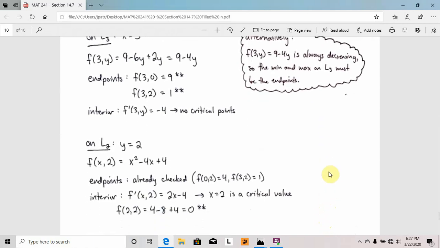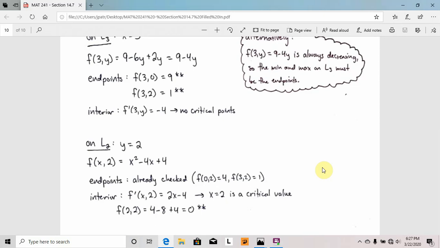Okay, here's L2. So L2 is the top, where y equals 2. All right, well then, if y equals 2, you can sub in 2's for y's, and then f of x, 2 is going to be x squared minus 4x plus 4. We already checked the endpoints, so you don't have to check them again. And this, if you have a rectangle, this is the maneuver that I kind of prefer because it feels like you do a little bit less work.